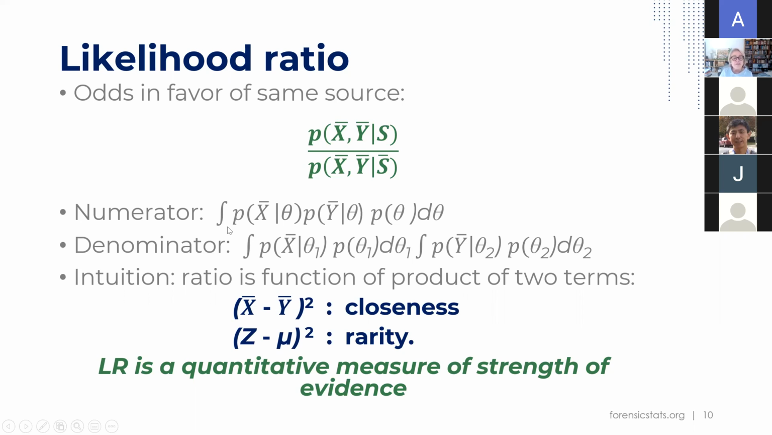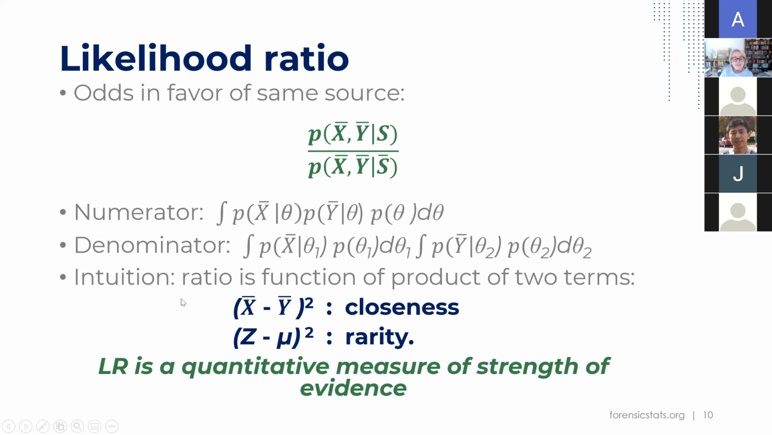So the numerator, of course, is just: if the prosecution is right, then both X bar and Y bar come from a distribution with a common mean theta, and so he is just averaging over all possible values of theta, being the good Bayesian that he was. In the denominator, of course, you can assume independence, and this would be the expression for the denominator. And he came up with an expression for this ratio that's very intuitive.